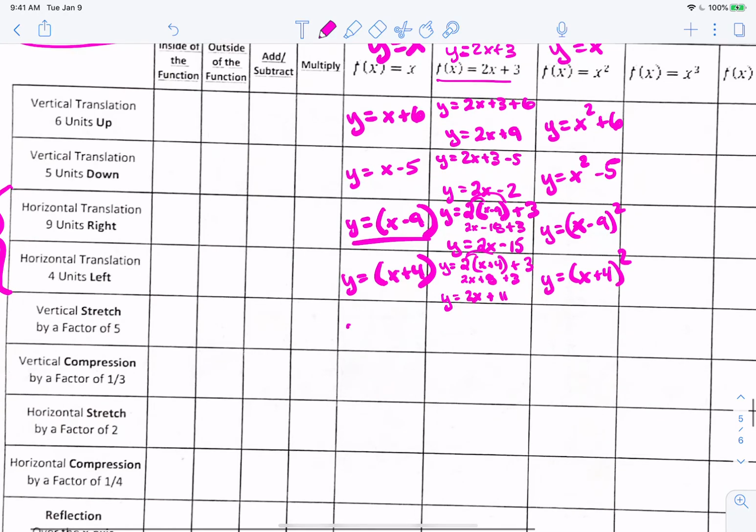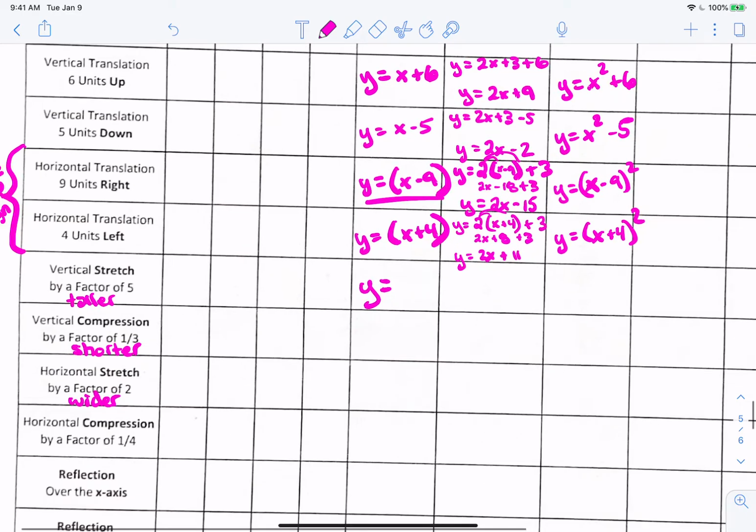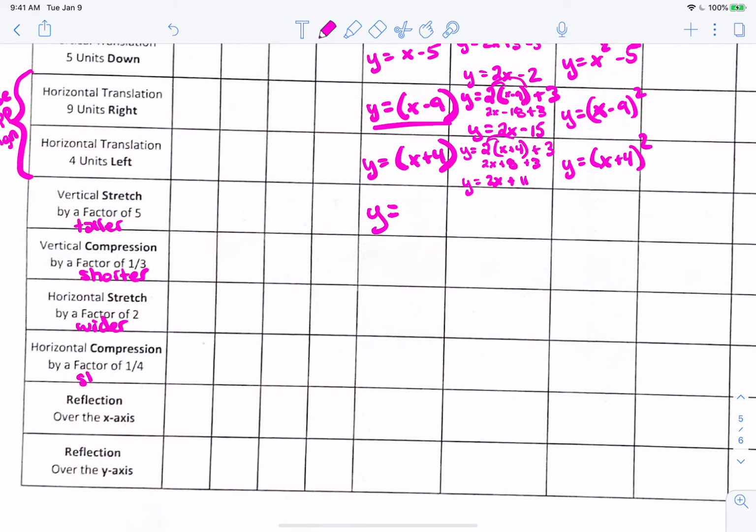So if I'm stretching vertically, what does a vertical stretch mean, by the way? It's making him taller. What's a vertical compression look like? Making him shorter. Okay, what's a horizontal stretch do? Wider. What's a horizontal compression? Skinnier.